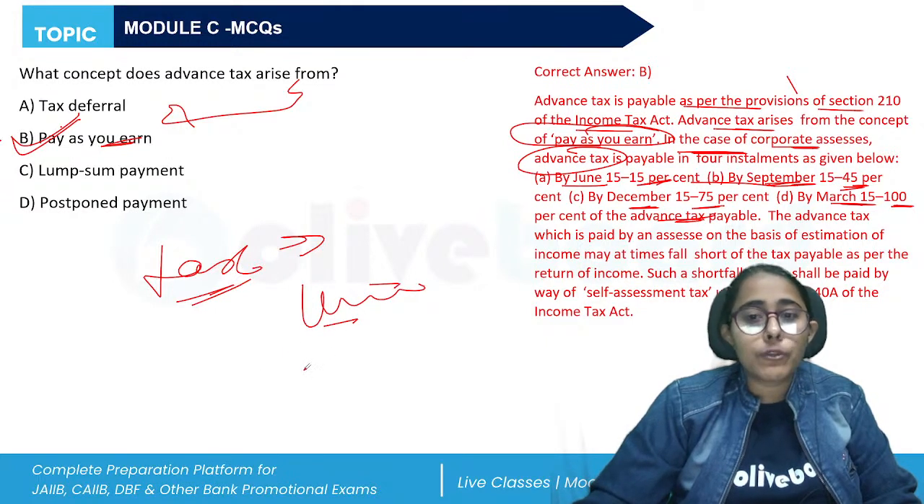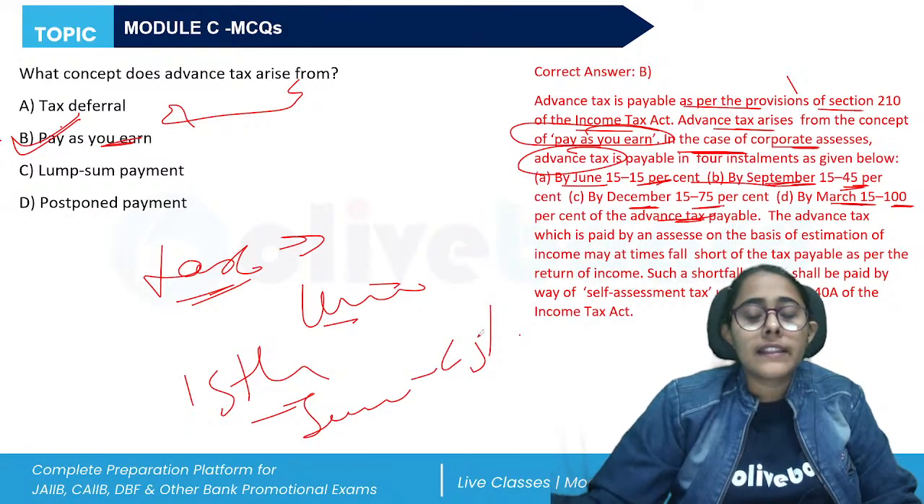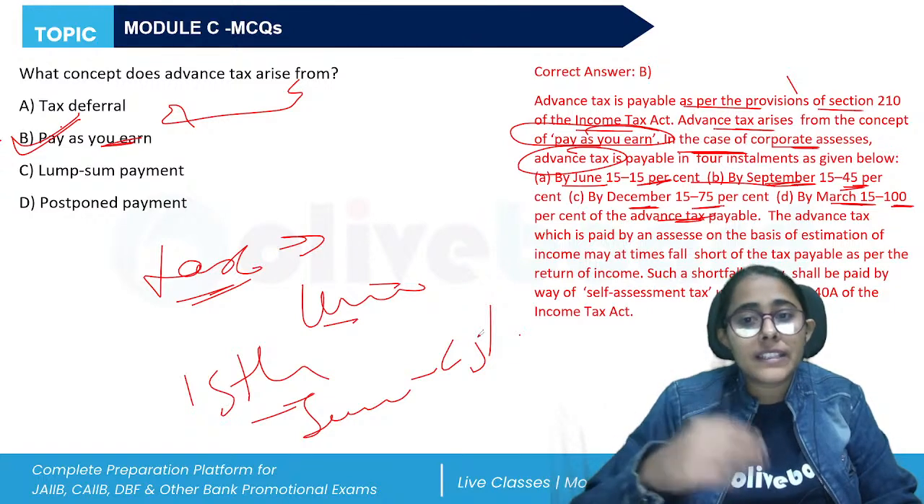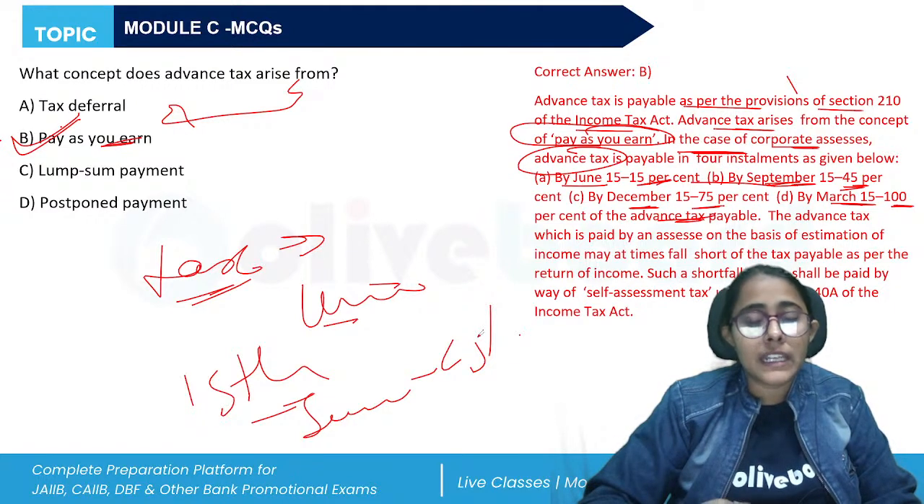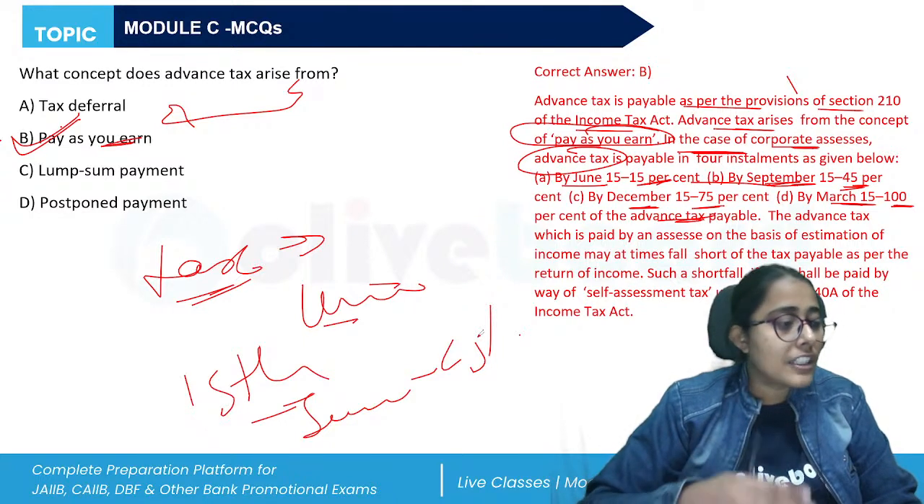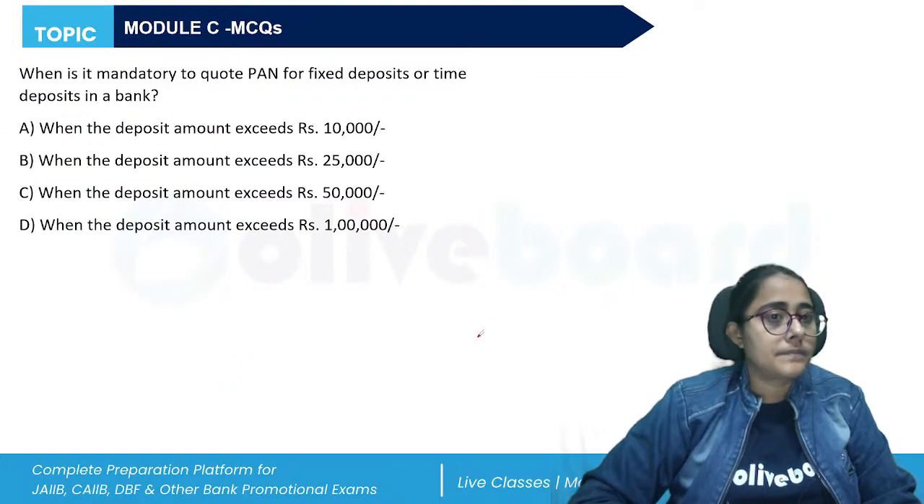By 15th June, they have to pay 15%. Then 15th September, they need to pay 45%. By 15th December, they need to make it 75%. And by 15th March, they need to make it 100%. So as the corporate is making profit, as they're earning their income, they are making the payment of tax.